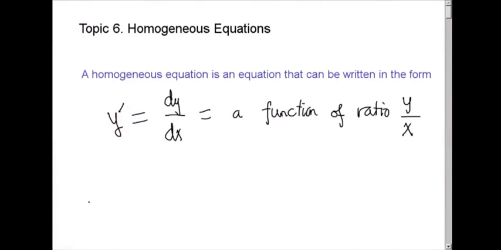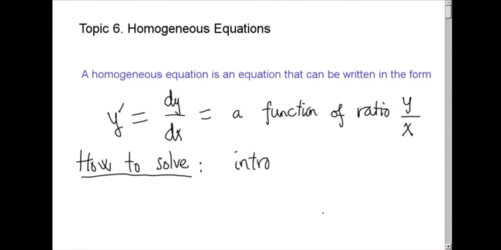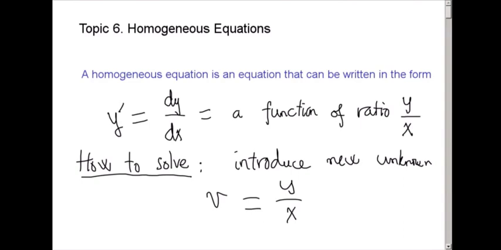So how to solve a homogeneous equation? We will introduce a new unknown, v, and we set v to be y over x, the ratio. So this would imply that y is equal to v times x.